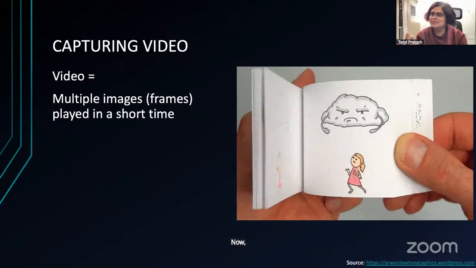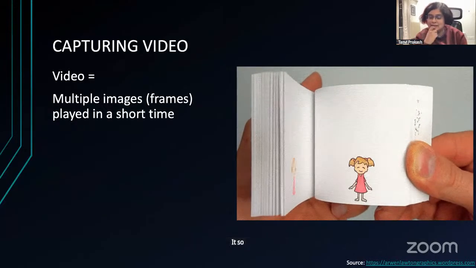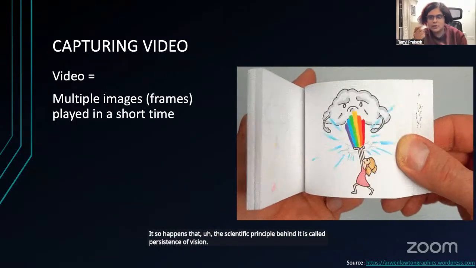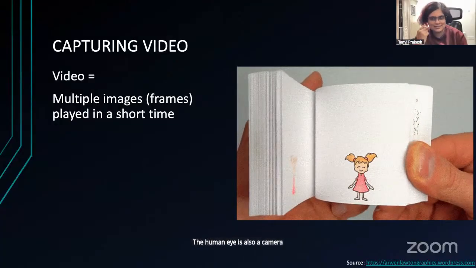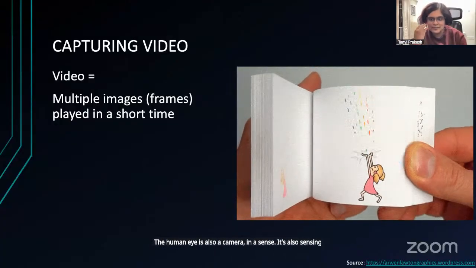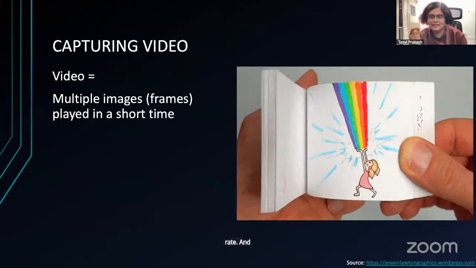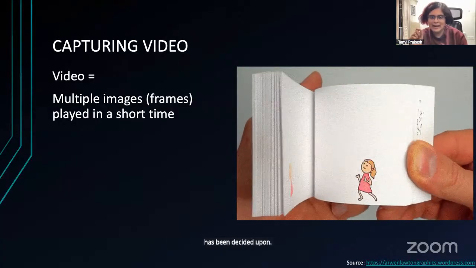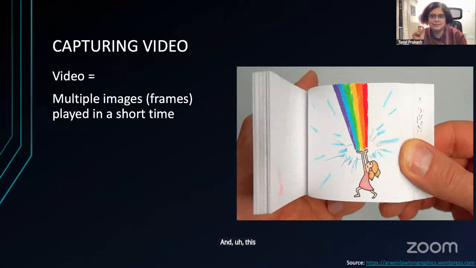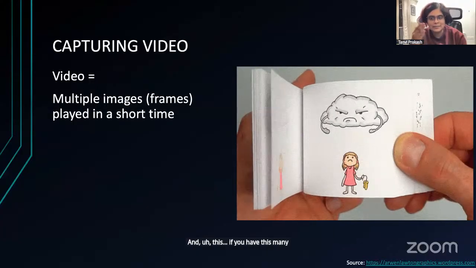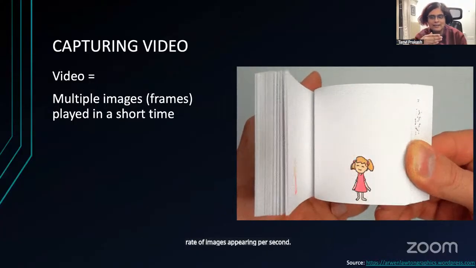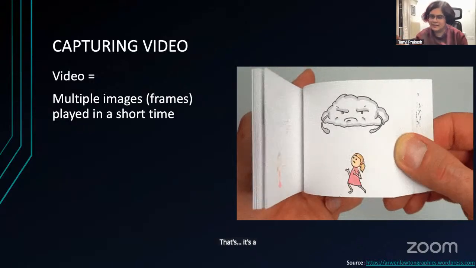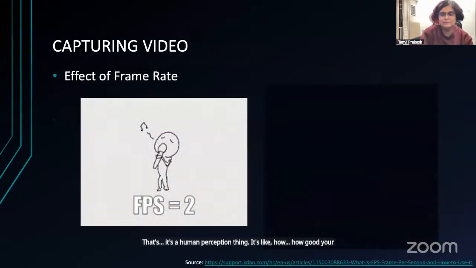Now, how small is that interval, right? It so happens that the scientific principle behind it is called persistence of vision. The human eye is also a camera in a sense. It's also sensing data at some rate. And the rate that makes sense for humans has been decided upon. If you have this many images appearing per second, then it looks like continuous motion to you. It's a human perception thing. It's like how good your eyes actually are.